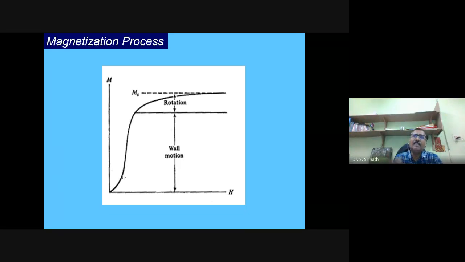So that energy will be minimum if the spins are parallel to the applied magnetic field. So this domain will grow at the expense of others. The domains which were not in the direction of the field will basically shrink in size, and this one will grow. That means in the domain wall, you have seen here.